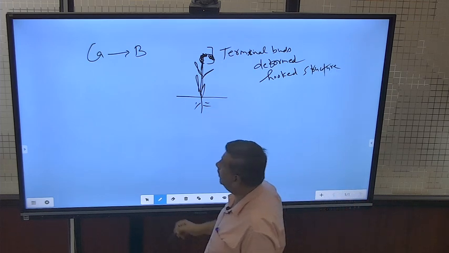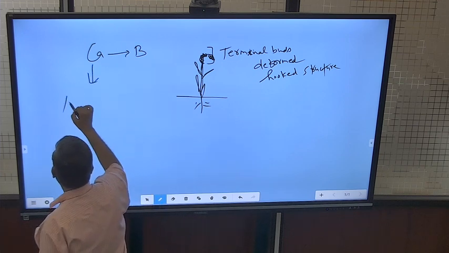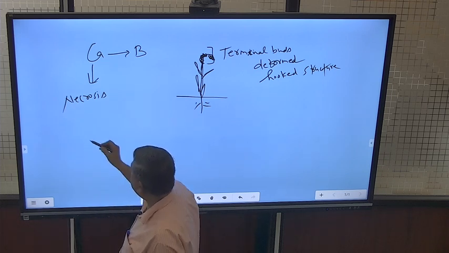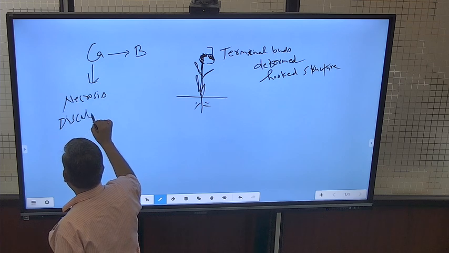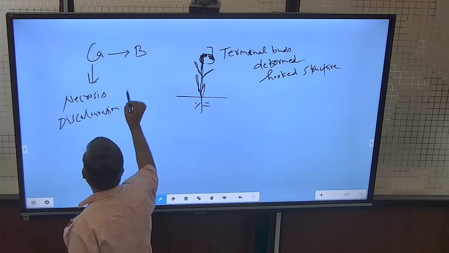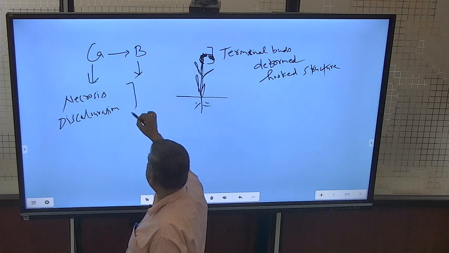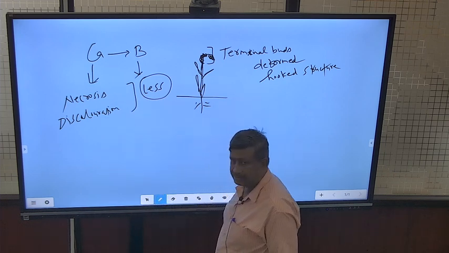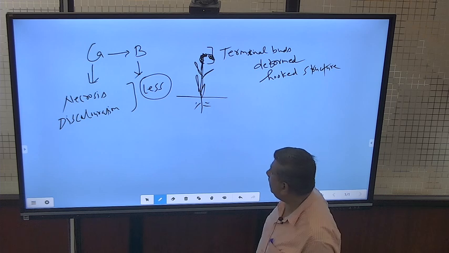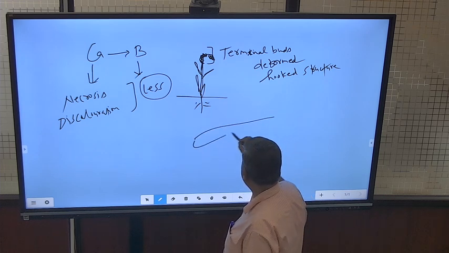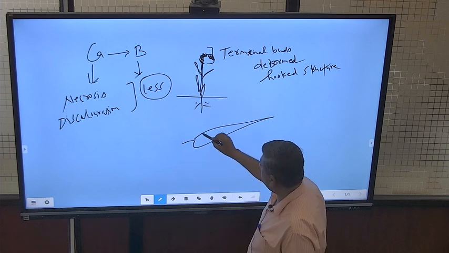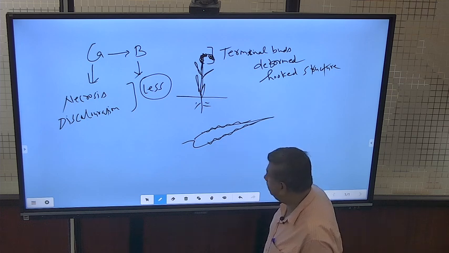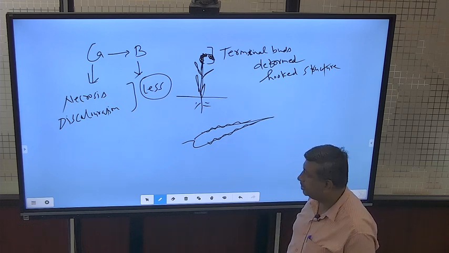But in case of calcium, necrosis occurs, necrosis is more, and discoloration is there. And in case of boron, both the processes are less. Here, in case of boron, necrosis and discoloration is less as compared to calcium. And in calcium, one more symptom is that the new leaves which are emerging or developed are torn at the surface, at the margin. So torn leaves are also symptoms of calcium deficiency.